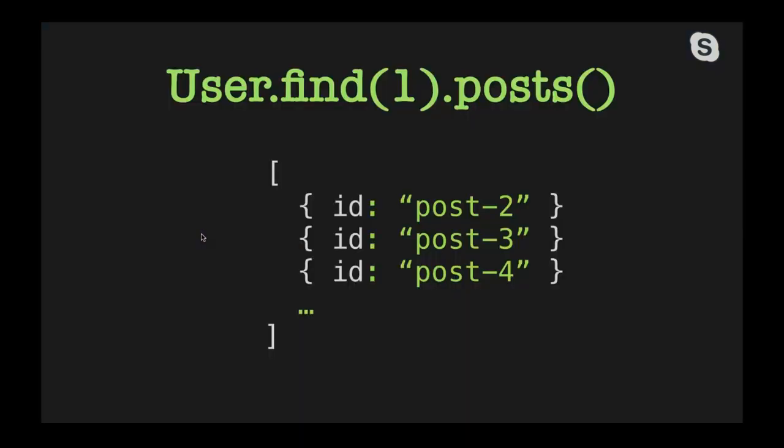So this is what the return value would actually look like. We get an array back of all the post IDs, and then we might go fetch those posts individually in parallel in order to get more information from them.